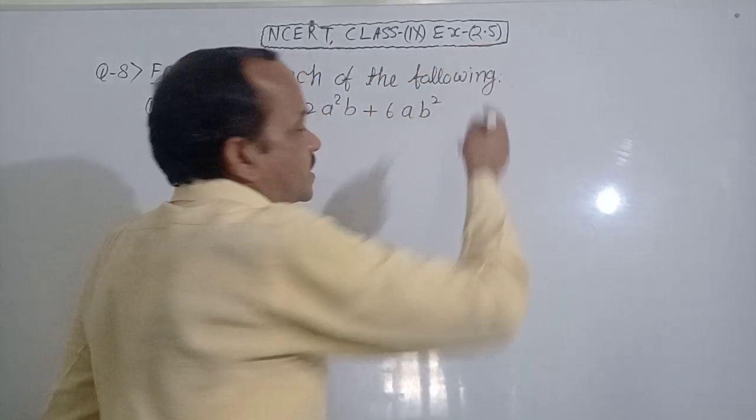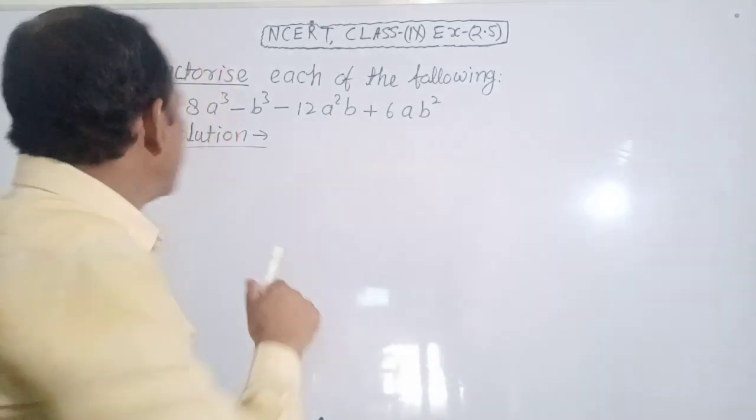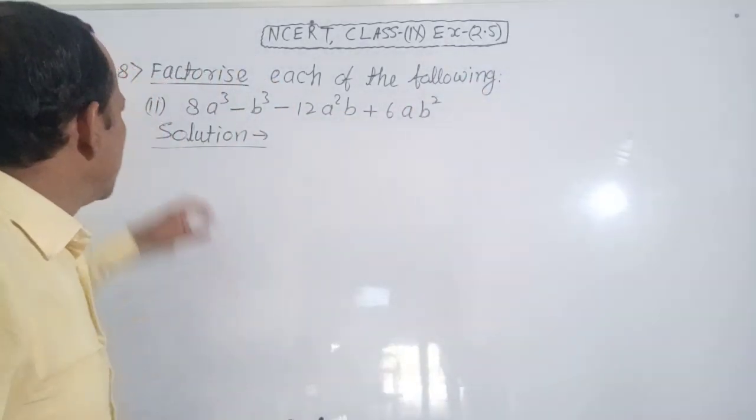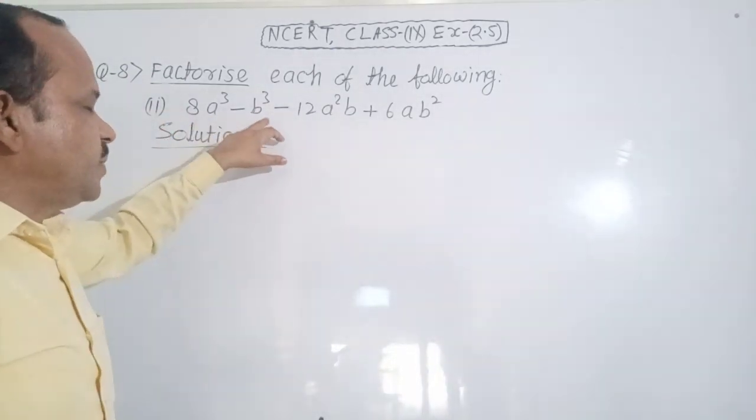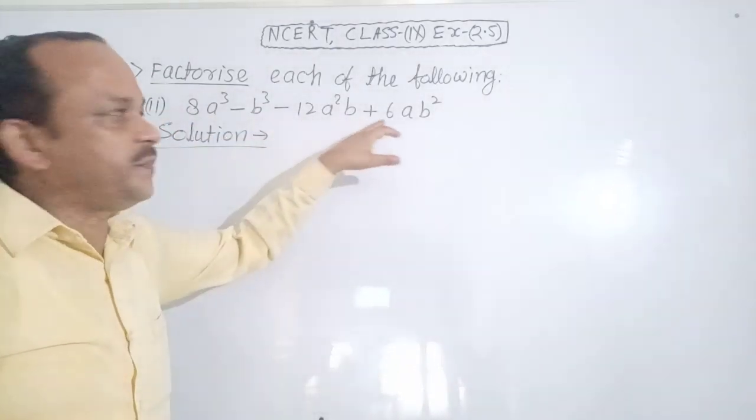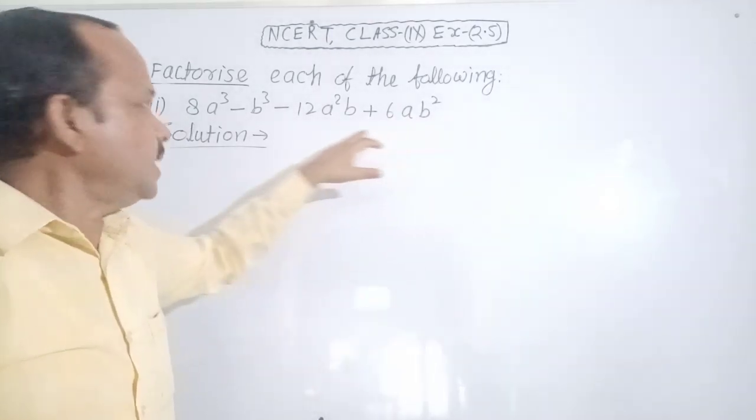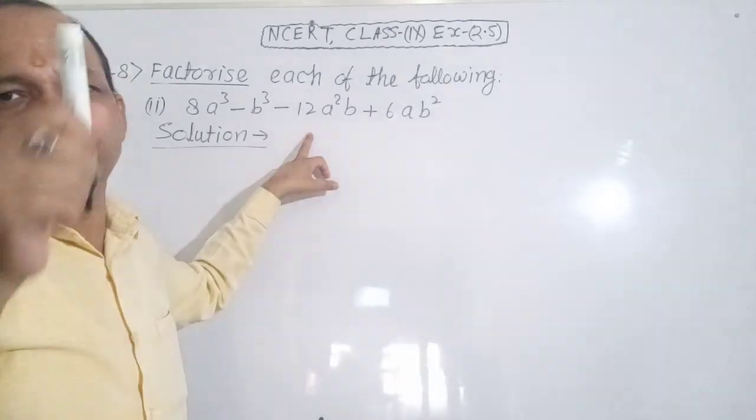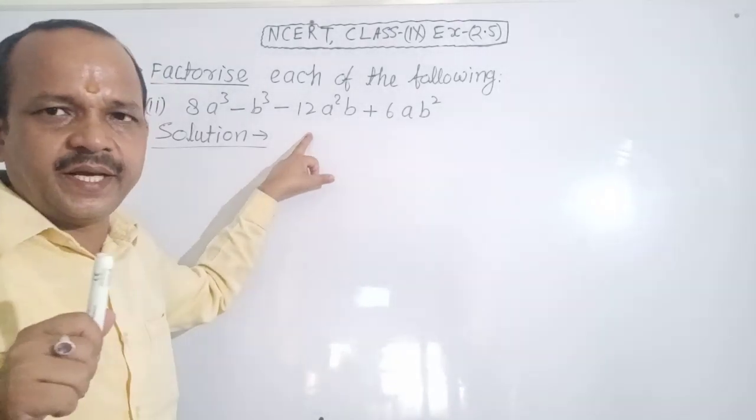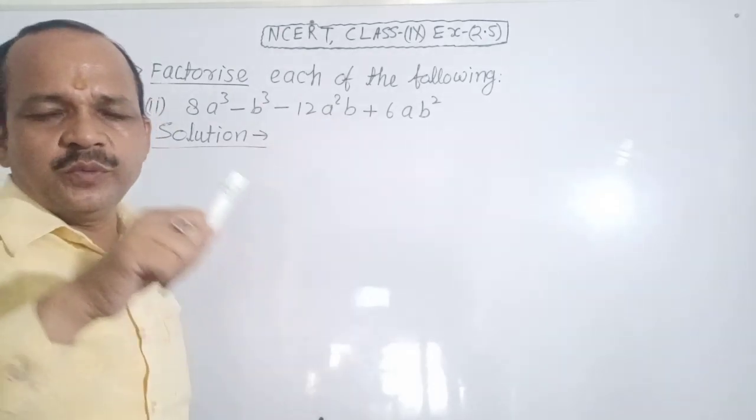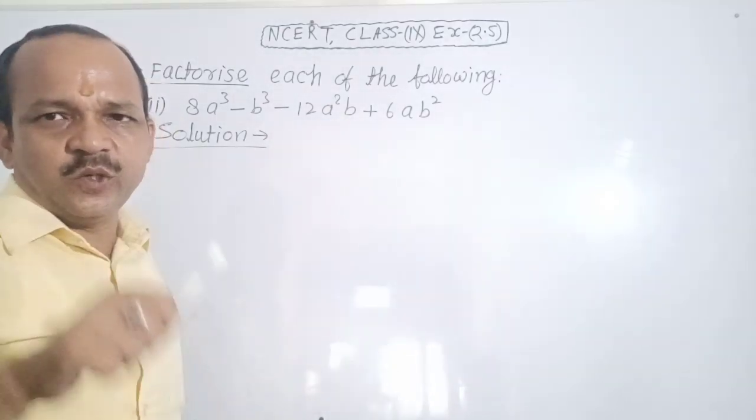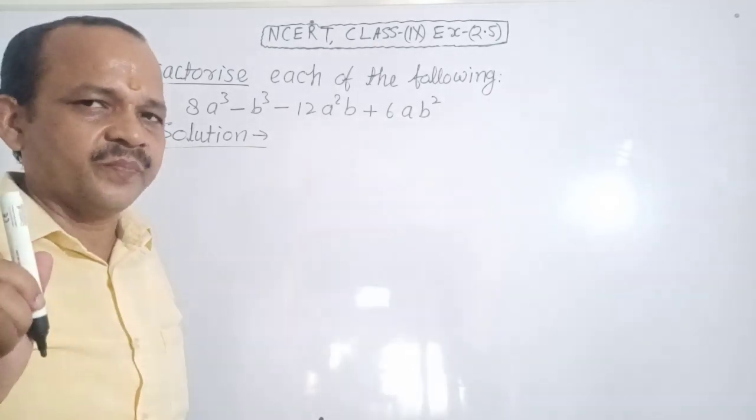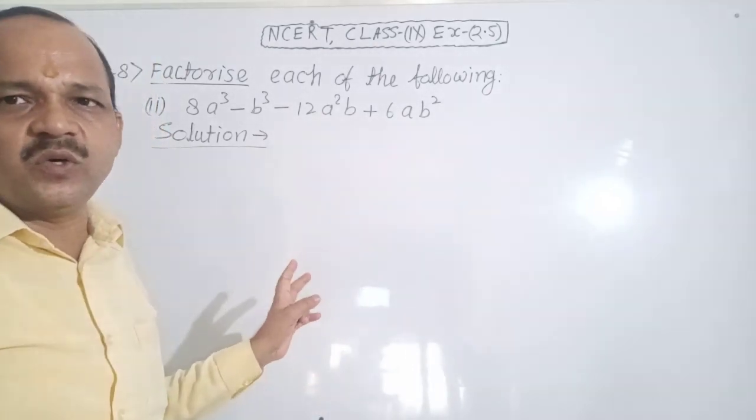NCERT class 9, Exercise 2.5, question number 8. Factorize each of the following. Question second: 8a cube minus b cube minus 12a square b plus 6ab square. It is the given question. You factorize it with the help of a suitable identity. The suitable identity is (a minus b) whole cube equals a cube minus b cube minus 3ab in brackets (a minus b) brackets close. Is it clear? No confusion about it? Very good.